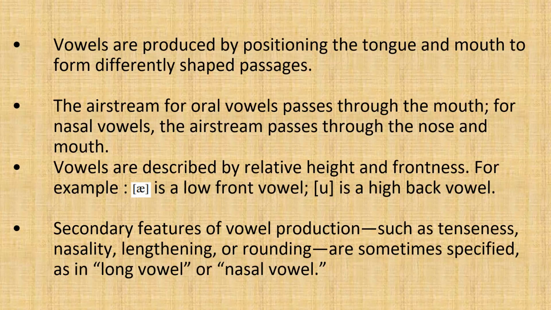Vowels are described by relative height and frontness. For example, that we will do. Secondary features of vowel production such as tenseness, nasality, lengthening or rounding are sometimes specified, as in long vowel or nasal vowel.